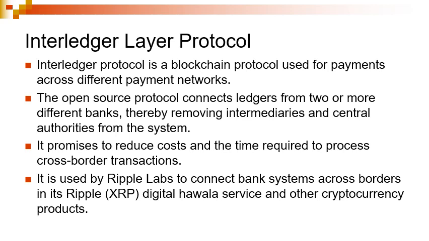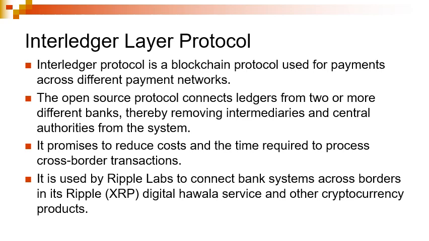By using the Ripple and by using this interledger layer protocol, the time required to process cross border payments is very less, and also the fees, the charges required for transferring, for exchanging the money is less. So this protocol is used by Ripple, the ILP protocol, or we can say interledger layer protocol.